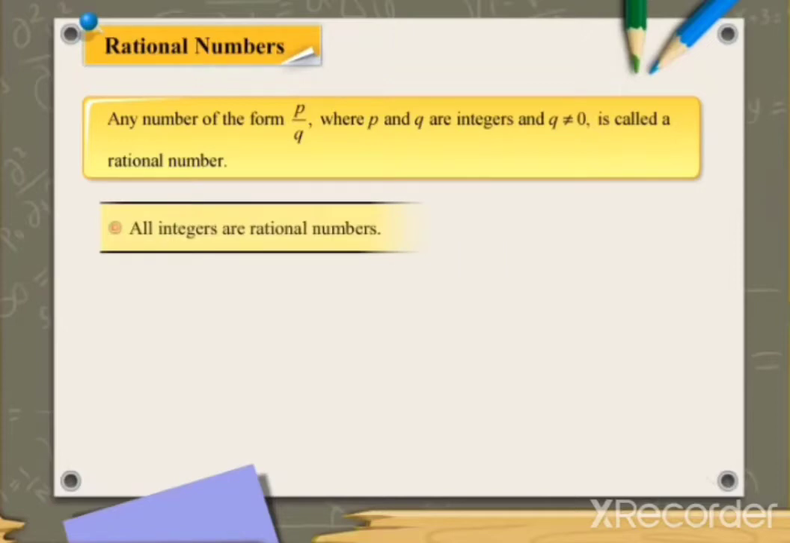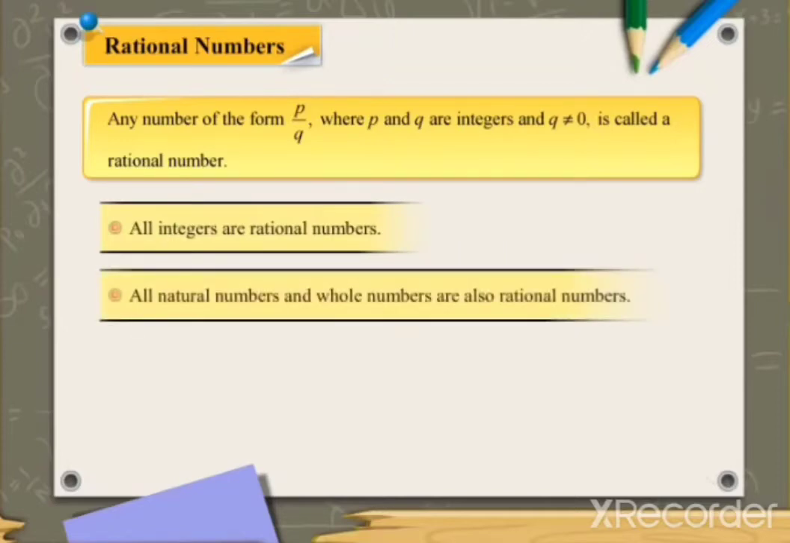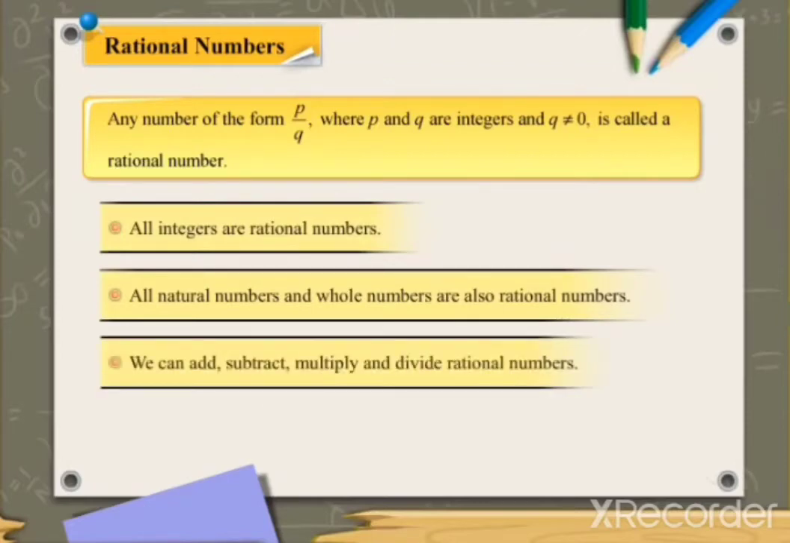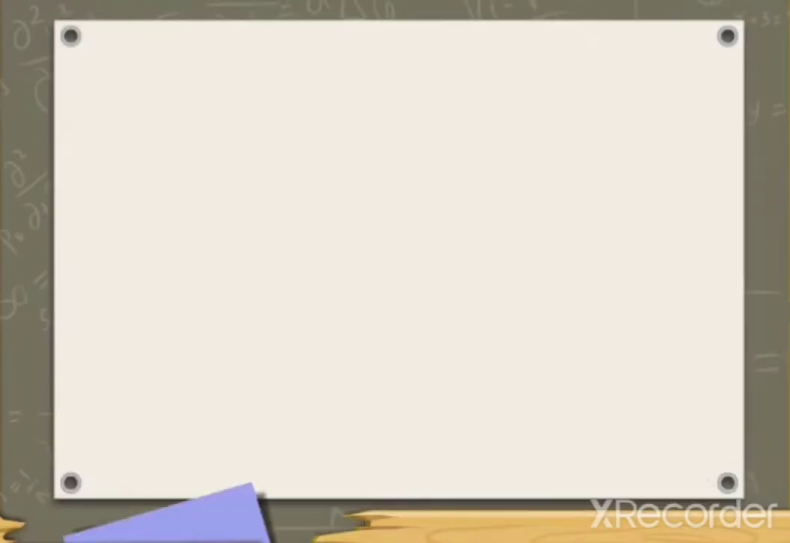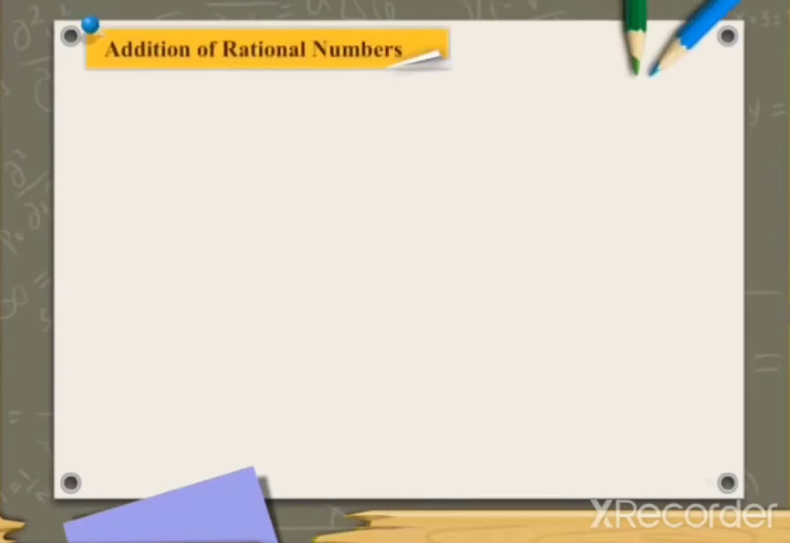All integers are rational numbers. All natural numbers and whole numbers are also rational numbers. We can add, subtract, multiply, and divide rational numbers. Let's look at the properties of rational numbers.